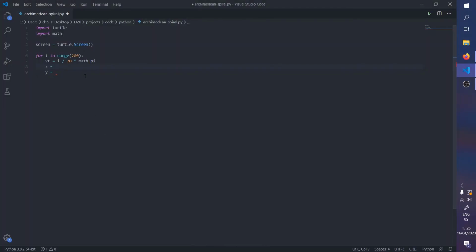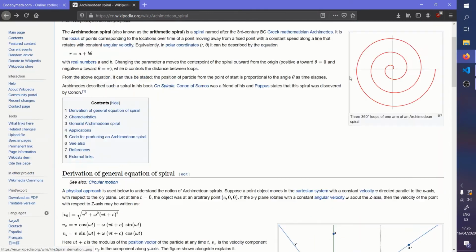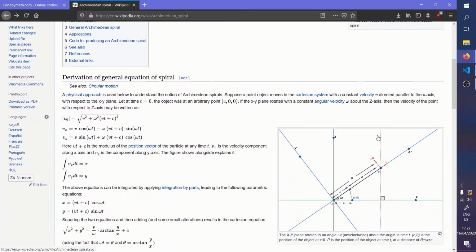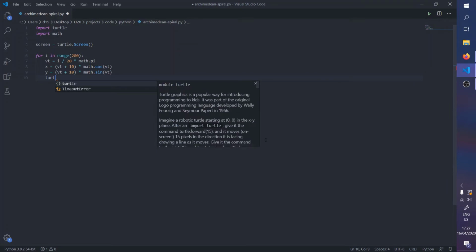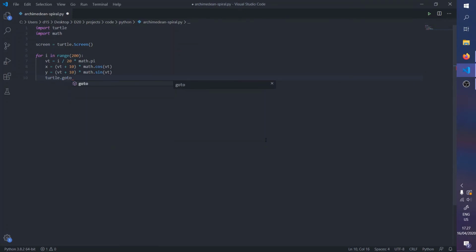So we're going to have vt plus c, and c, you'll see later when the spiral is being drawn, is actually the length between the lines of the spiral. So give it any arbitrary number, and then you'll multiply it by the cosine of vt. And then for our y coordinate, we're going to have basically the same, but we're going to multiply it by the sine of vt. And we're going to have our turtle go to that spot.